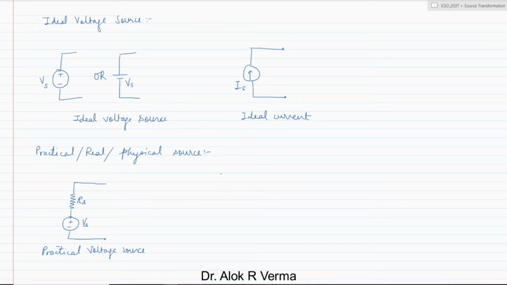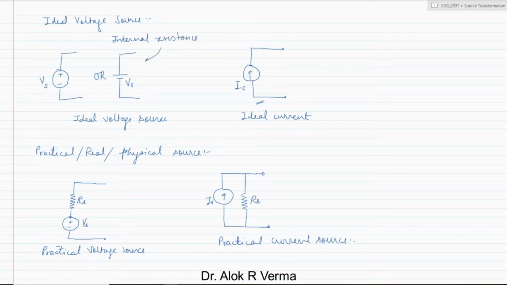Now if you see the non-ideality in the case of current source, you will be finding the resistance which is in parallel, which is also the shunt resistance. So this is the practical current source, with Rs and the Is, the internal resistance. Internal resistance of this, if you see, is 0.